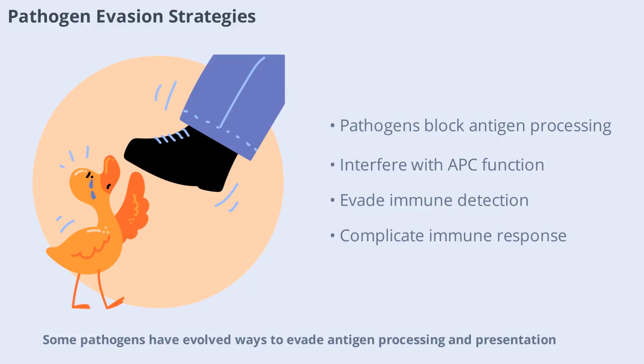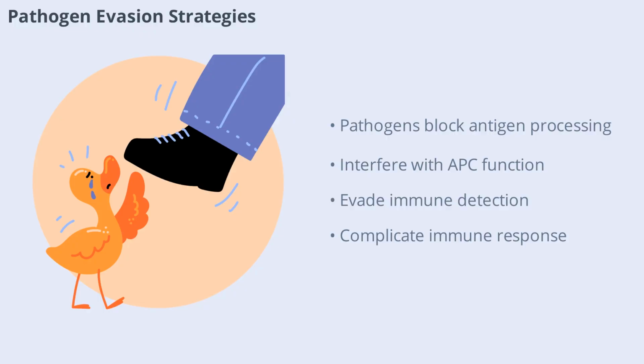Pathogens have evolved ways to evade antigen processing and presentation. For example, certain viruses can block the transport of peptides into the endoplasmic reticulum, preventing their display on MHC class I molecules. Others may interfere with the function of antigen-presenting cells. These evasion strategies allow pathogens to persist in the body and complicate the immune response, highlighting the ongoing arms race between host and invader.